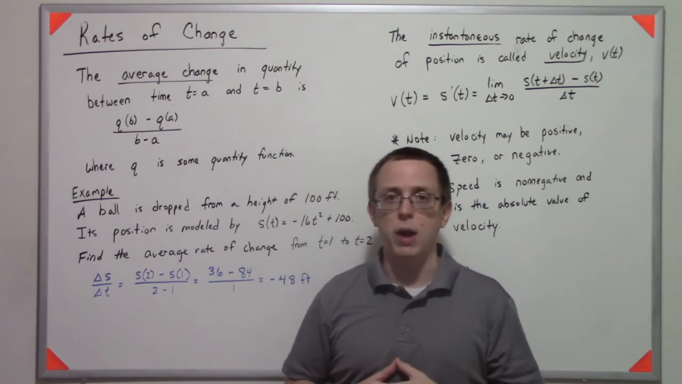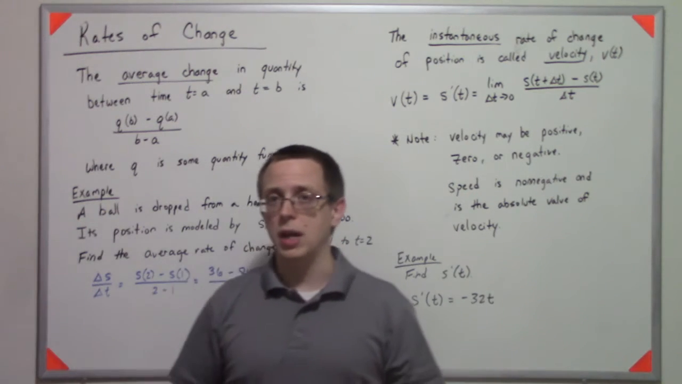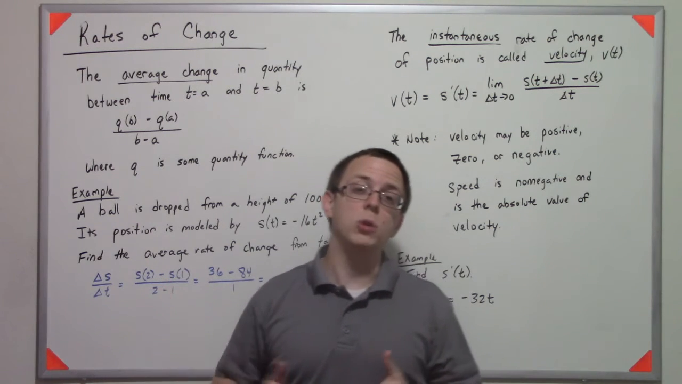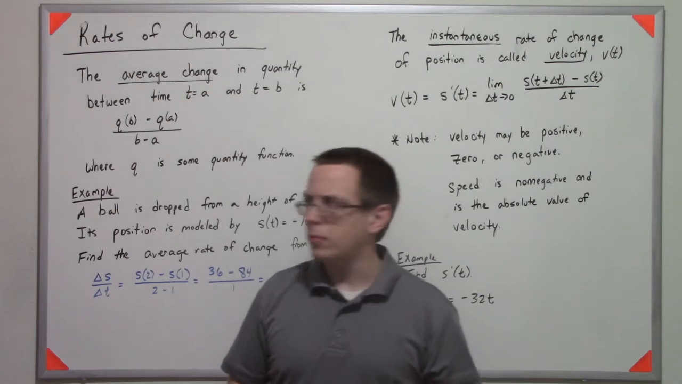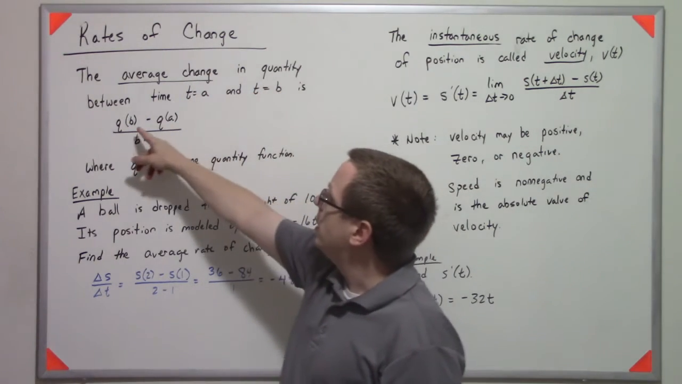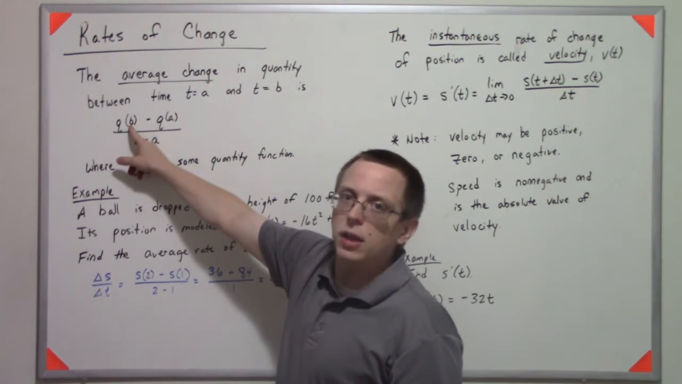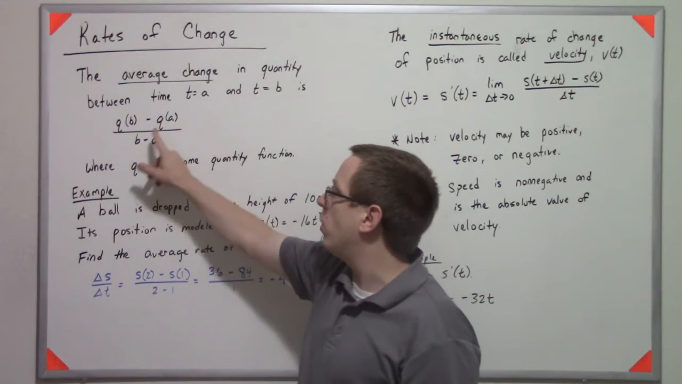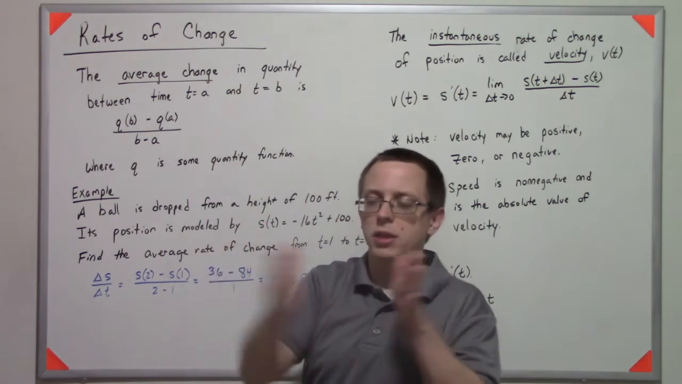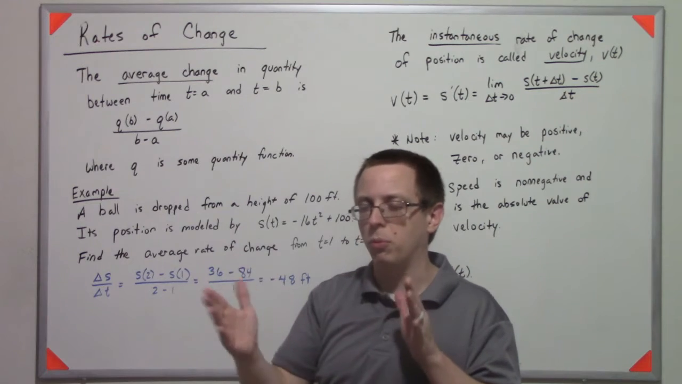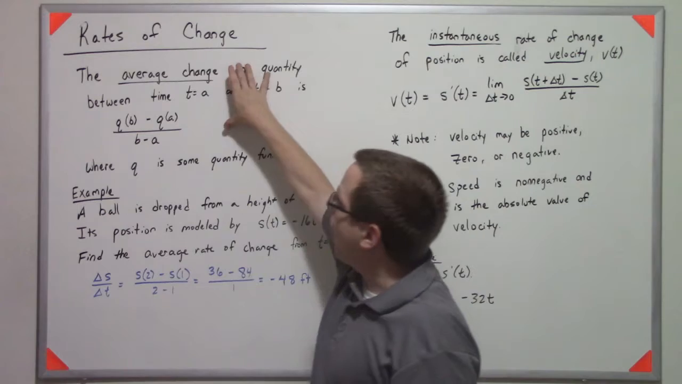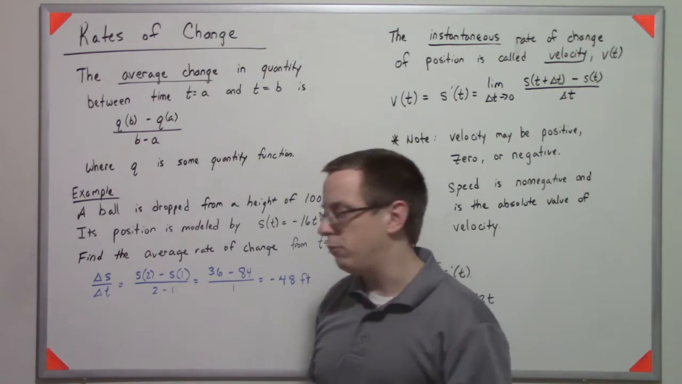If I know that I traveled 300 miles and I did it in 6 hours, then my average speed was 50 miles per hour. So if we have some sort of quantity function, Q, then Q at the end point minus Q at the starting point divided by the total change in time. It doesn't actually have to be time, but for practical purposes it's time. This is going to be our average change, so our average rate of change.